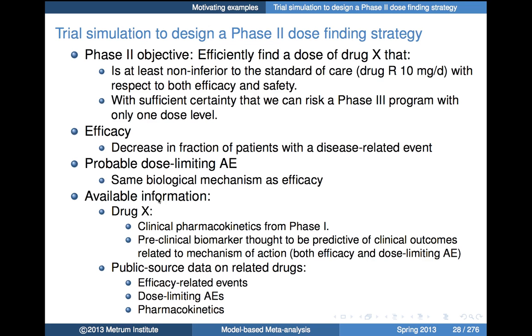The available information for drug X were clinical pharmacokinetic data from phase 1, and a preclinical biomarker that's thought to be predictive of clinical outcomes related to the mechanism of action for both efficacy and that dose-limiting adverse event. For other compounds, we were working with public source data on both the event counts for efficacy and the dose-limiting adverse events. In addition, we had some summary data on pharmacokinetics for those compounds.